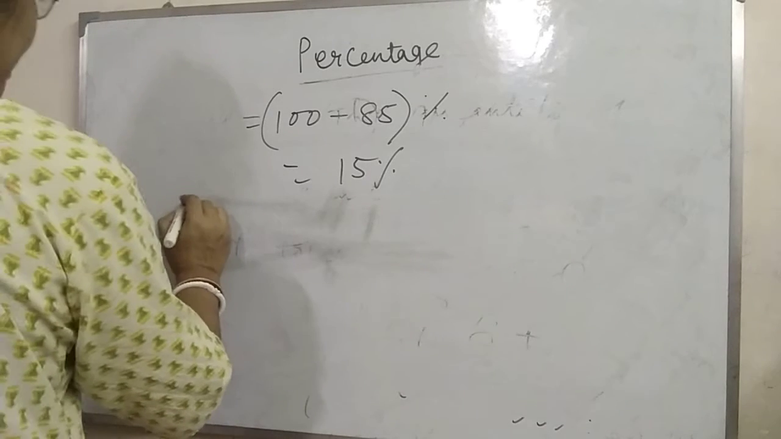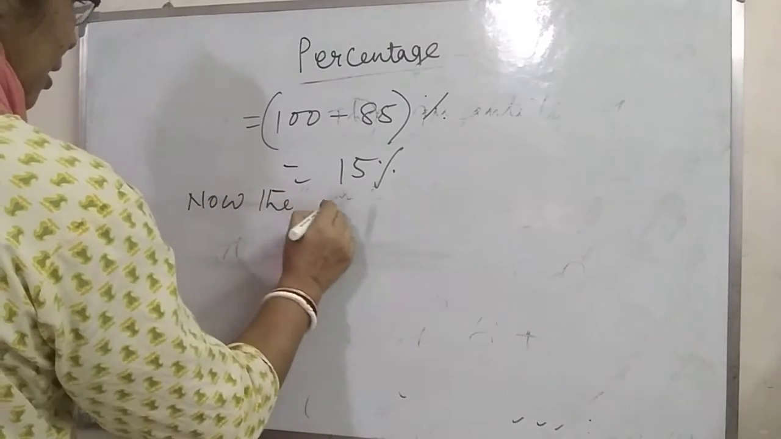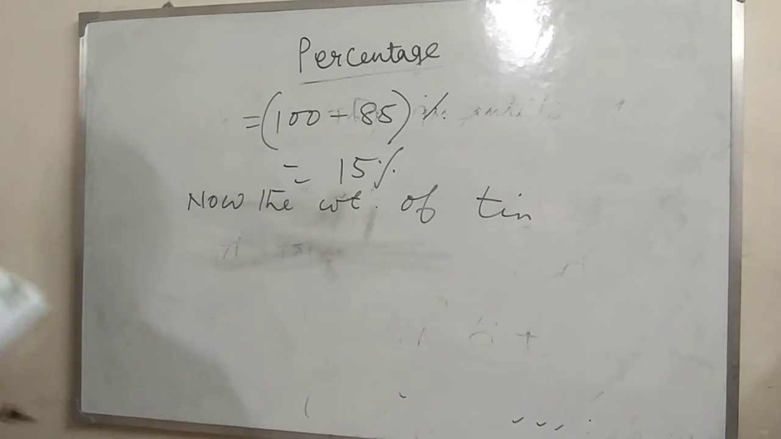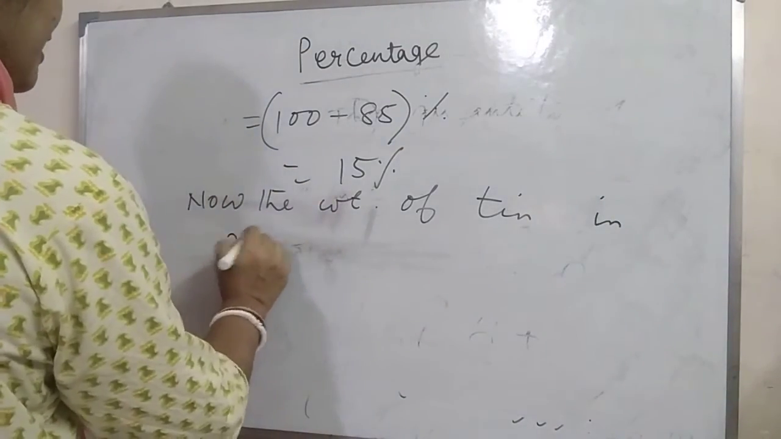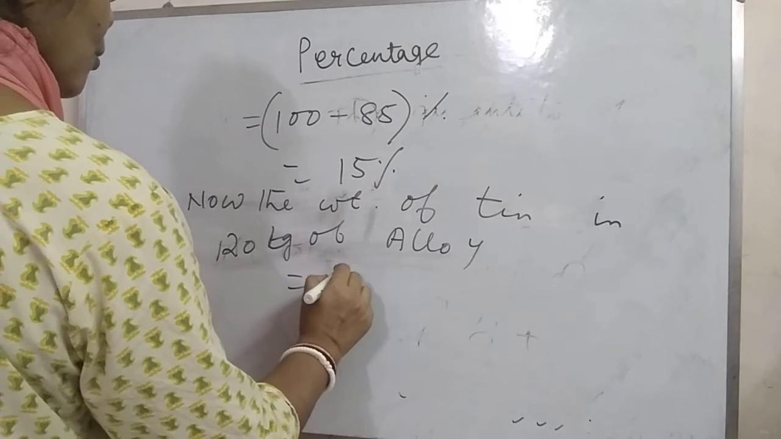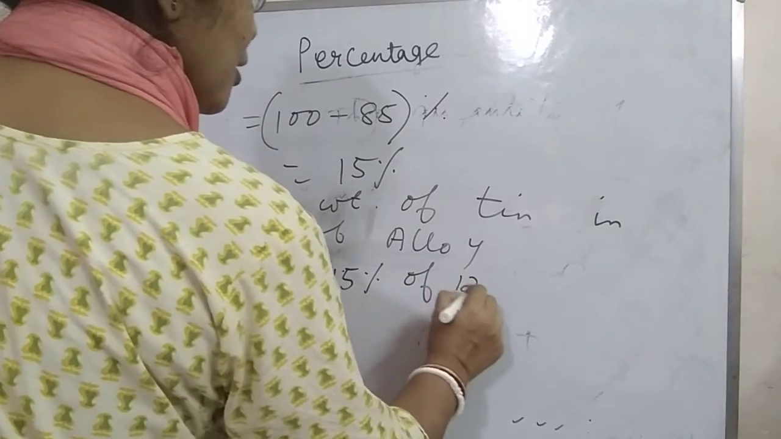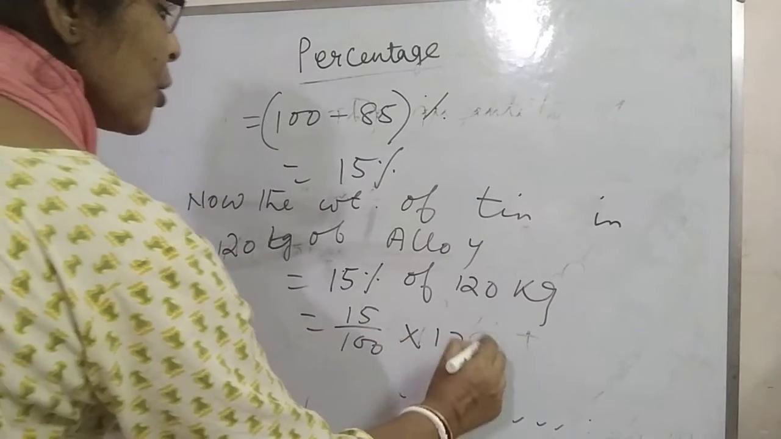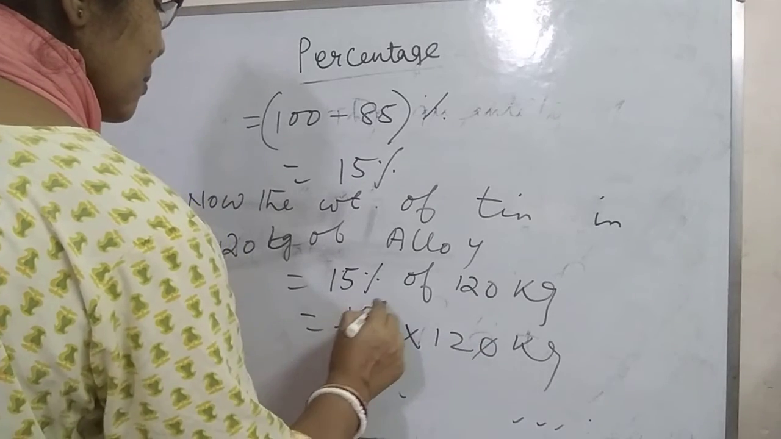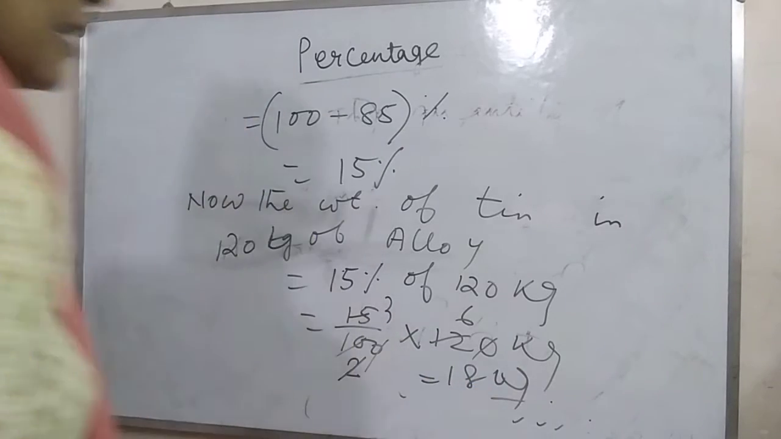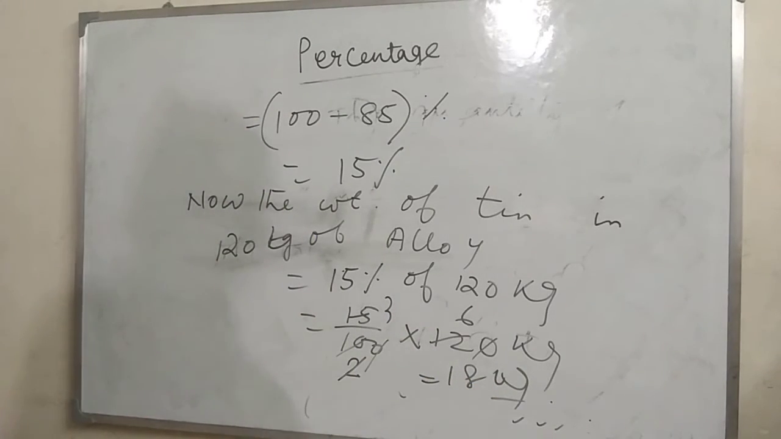Now the weight of tin in 120 kg of alloy equal to 15% of 120 kg, that is 15 by 100 into 120 kg, that is 18 kg. That is, the quantity of tin in 120 kg equal to 18 kg. 18 kg is the answer.